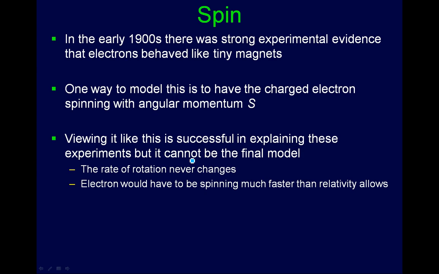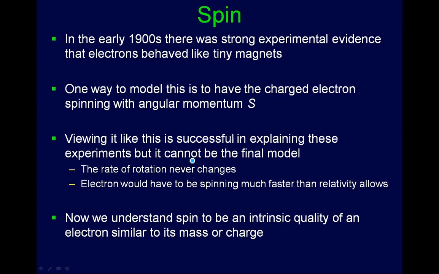A couple of problems. First of all, the rate of rotation of these electrons would never change. And also the electron would have to be spinning much faster than the speed of light, at least parts of it would, in order for this to be a successful model. So we understand now that spin is more like an intrinsic quality of an electron, similar to its mass or charge. And this is strictly a quantum mechanical phenomenon. So there really is no classical analog to this.